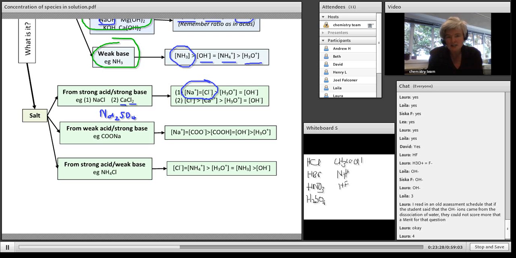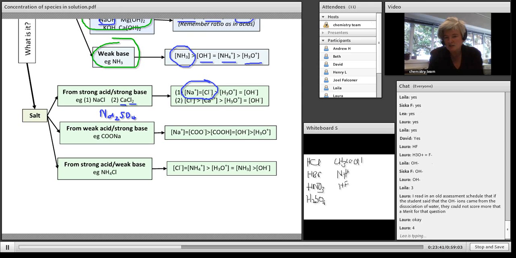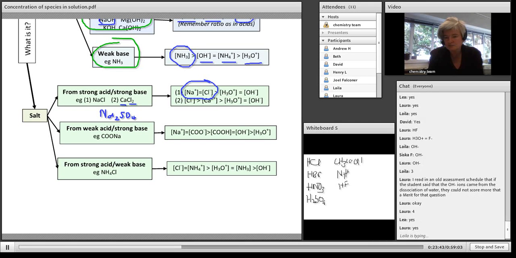So I think that's fairly straightforward, but make sure you don't rote learn: if I've got a strong acid, strong base, I'm going to have equal amounts of cation and anion. Does that make sense? You've got to check the ratio. Okay. Is anybody not clear on that? And please feel free to say something, because somebody else might be too shy to say something.